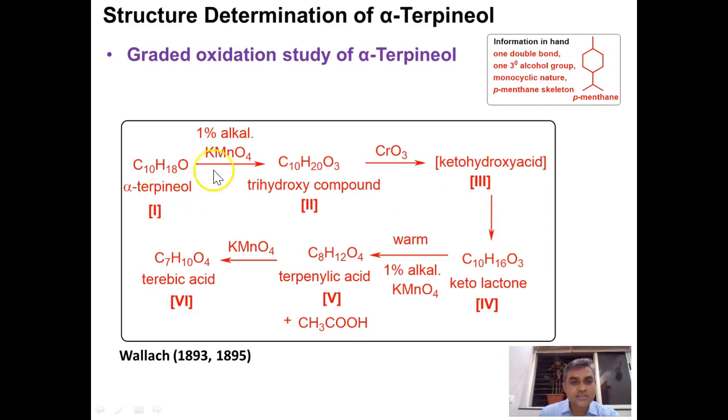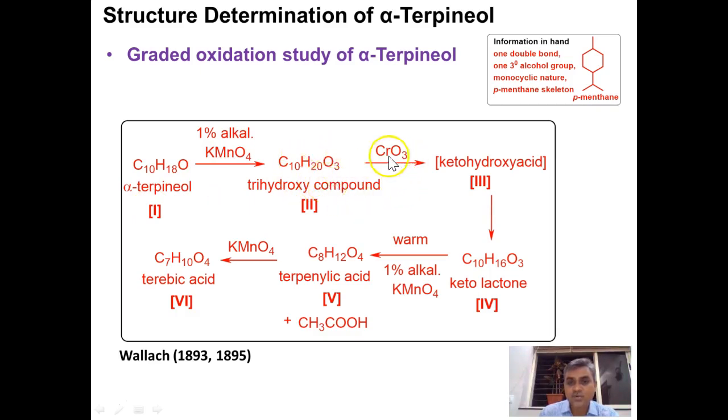Alpha terpineol is treated with 1% alkaline KMnO4, and we have said that alpha terpineol contains one double bond. So this double bond will be dihydroxylated. Alpha terpineol already contains one OH group. So hydroxylation introduces two OH groups, and therefore the resulting compound is a trihydroxy compound, that is C10H20O3. So the double bond is hydroxylated as well as there is one OH group, so we get a trihydroxy compound.